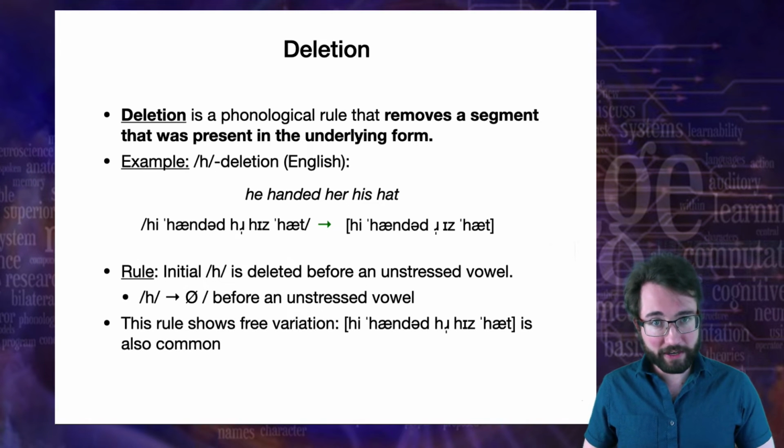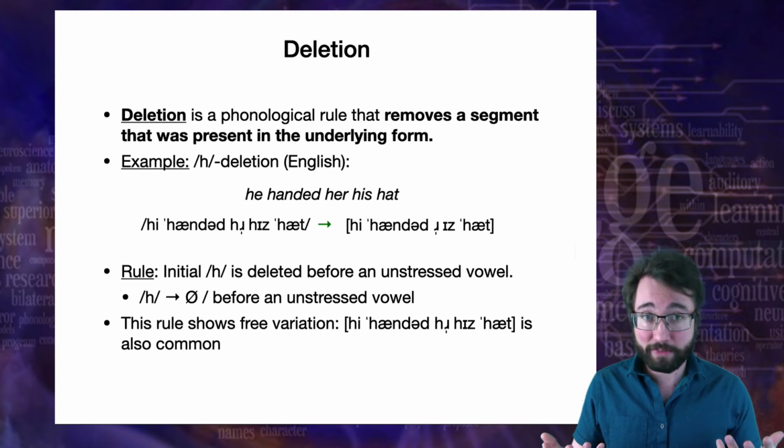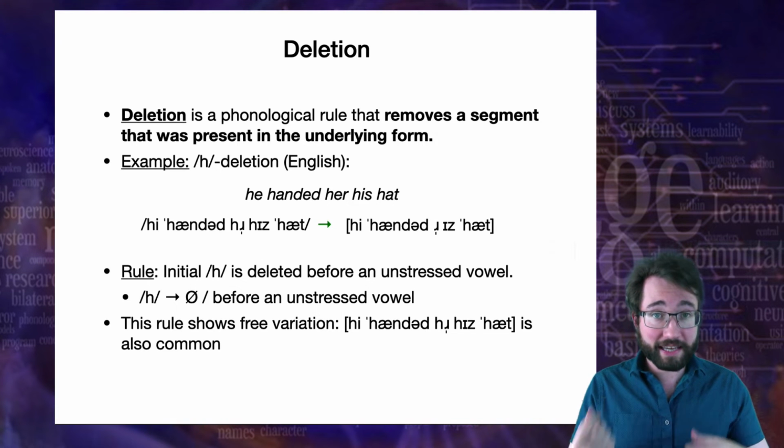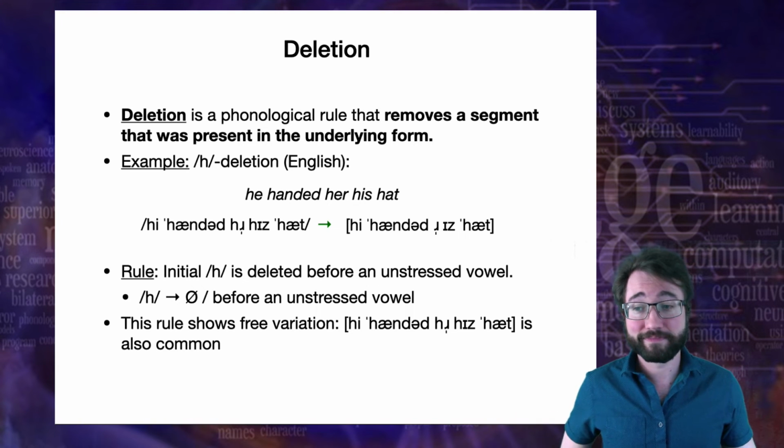This rule shows free variation, right? So I've said that in slow, careful speech, you might preserve these H's, but in faster speech, you might drop the H's. So whether you keep or drop the H is not determined by a phonological rule. It's kind of random. You can do one or the other. That's free variation.